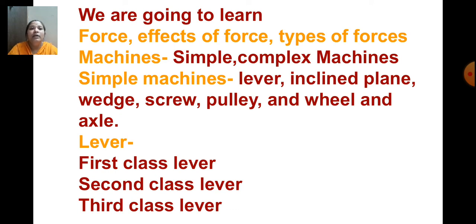Now children, there are 6 kinds of simple machines: lever, inclined plane, wedge, screw, pulley and wheel and axle. You have studied about simple machines in standard 4, right? And we also have lever, and we have 3 types of levers, that is first class lever, second class lever and third class lever. Today in this session we are going to learn in detail about simple machines.